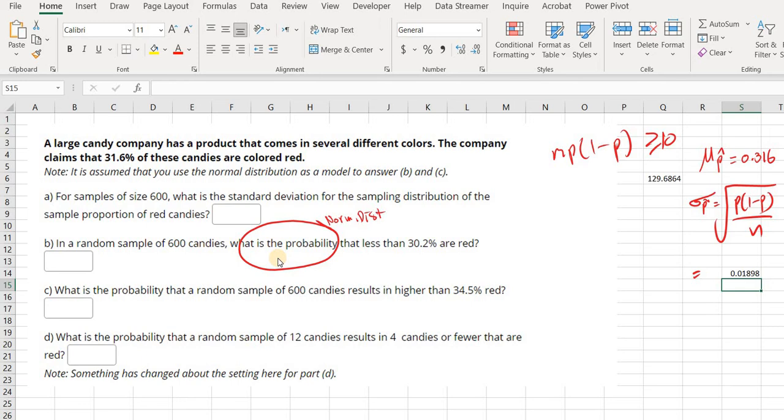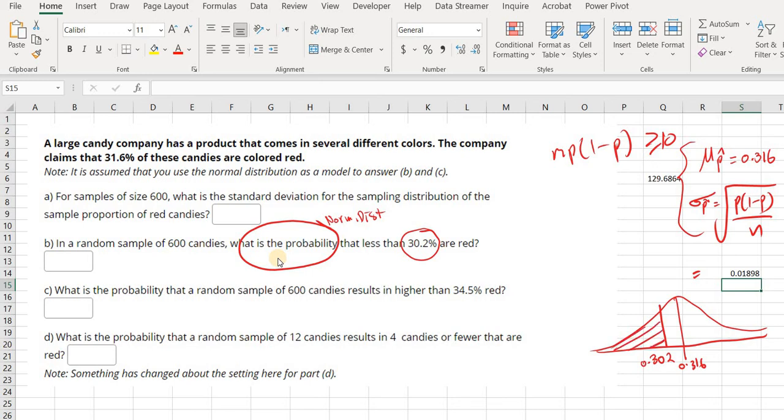That less than 30.2%, so it's giving me a proportion. This is a proportion, so it's not actually the area under the curve. This is the proportion because I created the distribution of sample proportions, and the numbers at the bottom of the curve are proportions, and this is one of them. So I know that the mean is 0.316. 30.2 is approximately here. Less than means the area under that.